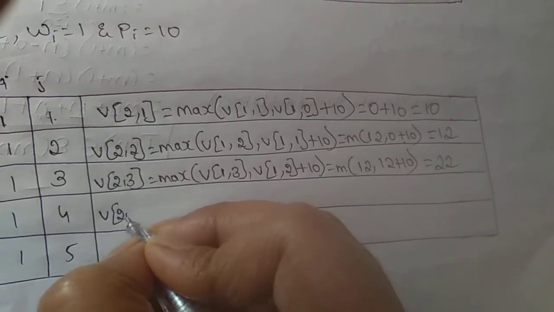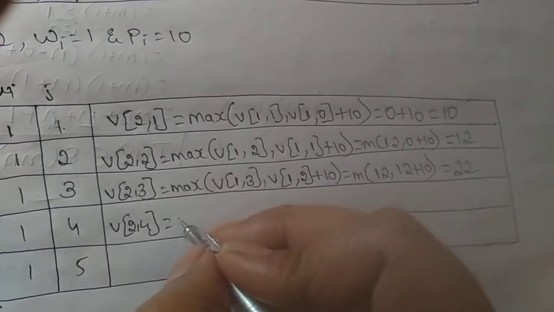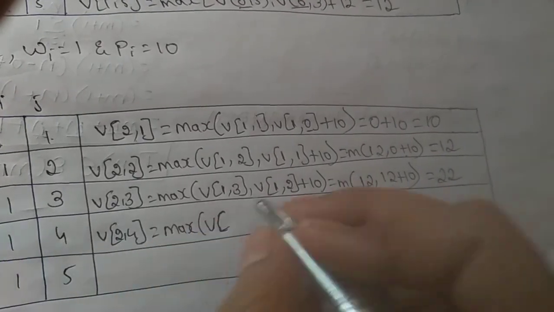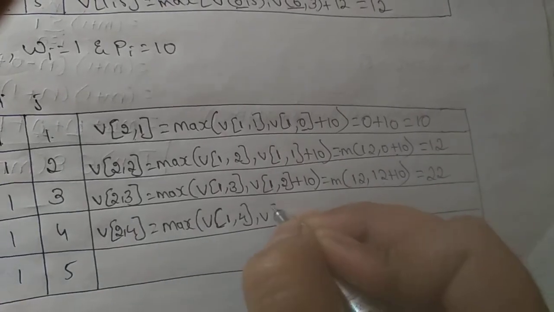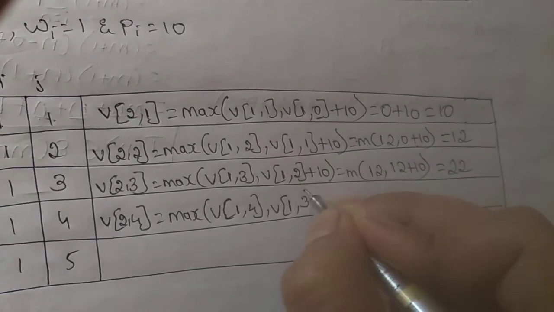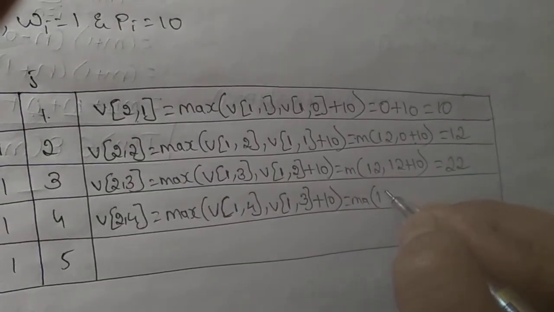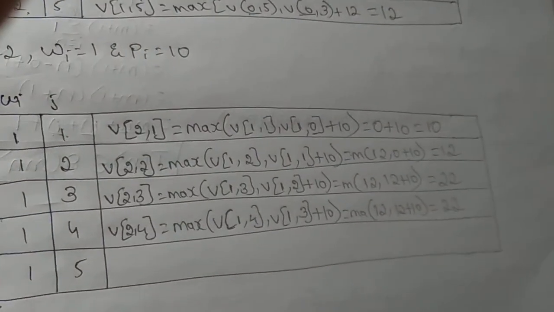Then v of 2 comma 4. Again wi is less than j. v of i minus 1, i minus 1 is 1, then j value is 4, v of 1 comma 4, then i minus 1, j minus wi, 4 minus 1 is 3, plus 10. So the maximum of v of 1 comma 4, which is 12, and v of 1 comma 3, which is again 12 plus 10. Here also it is 22.